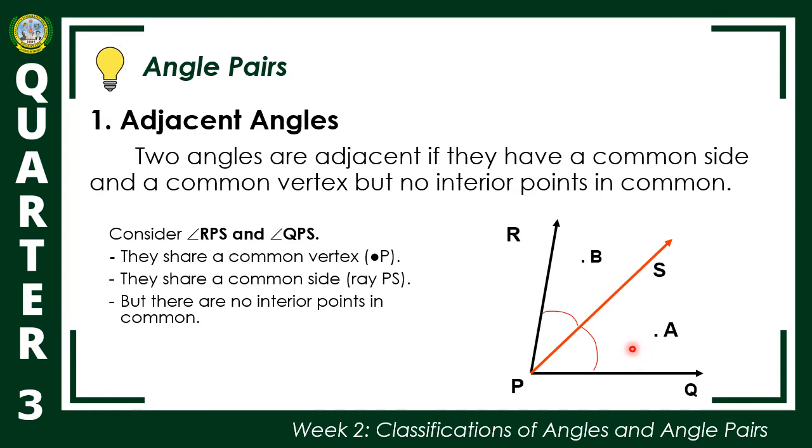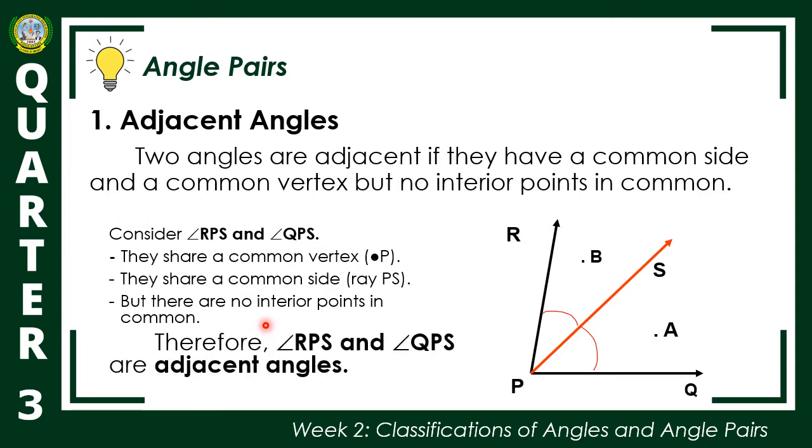If you're going to look at the bigger picture, lahat po ng interior points na masasakop ni RPS ay hindi masasakop ng angle QPS. Magkahiwalay po sila kasi may boundary po sa gitna na ray PS. Okay? So that is the idea of adjacent angles. Magkatabi yung angle. Nag-share ng common vertex, common side, but no common interior points. So in this example, angle RPS and angle QPS are adjacent angles.